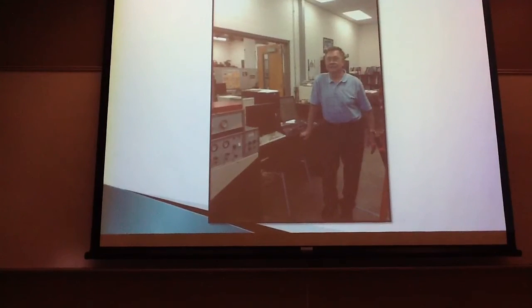And this is my reference, Dr. Knight, who showed us how to use the gas process analyzer to measure the composition coming out of the car exhaust.